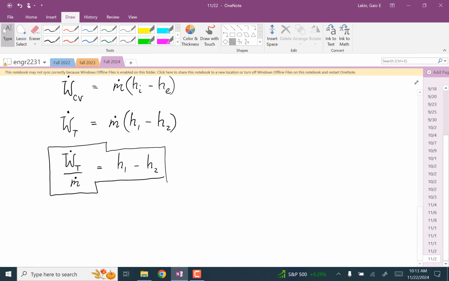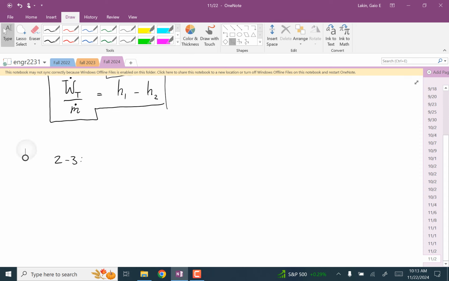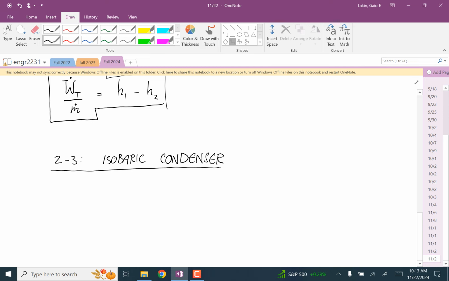So now we're going to the second process. This process goes from state 2 to state 3. This is an isobaric condenser. We know that you can't have a power cycle without losing heat in the form of exhaust, and this is where that happens. So I'm going to start with the full form again.